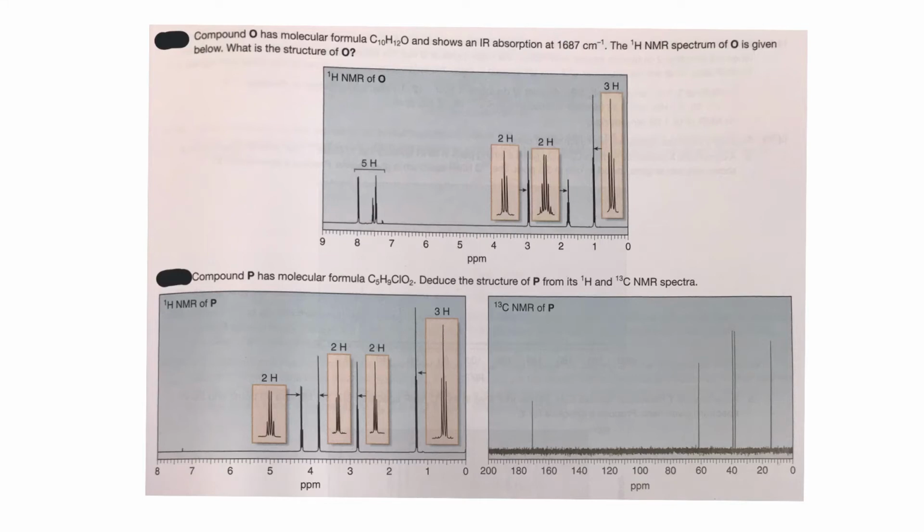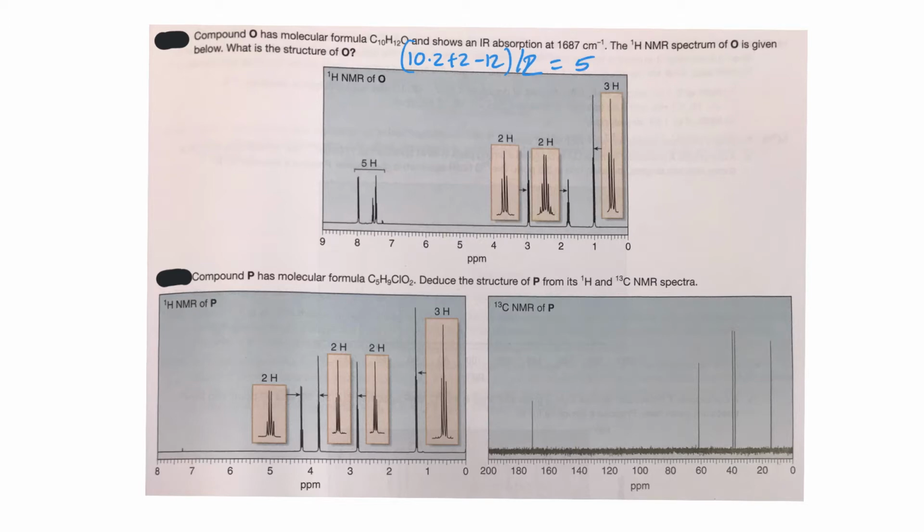So in this case, we are given the formula, some IR data, and the NMR spectrum here. So compound O has a formula C10H12O, and again, we're going to figure out the HDI: 10 times 2 plus 2 minus 12, all over 2. That is 20 plus 2 is 22, minus 12 is 10, divided by 2 is 5.